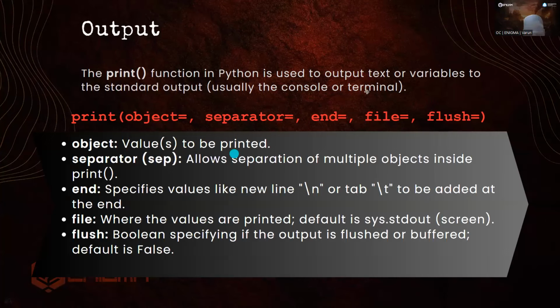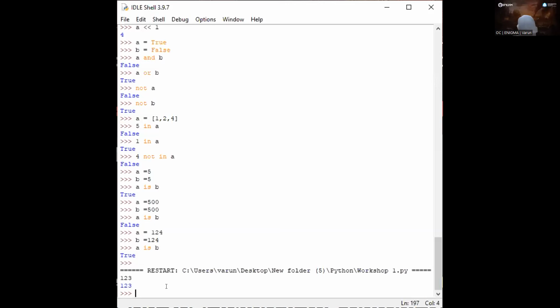So in the print function, there is a separator. There can be multiple values to be printed, and you can use this separator to add commas, for example.